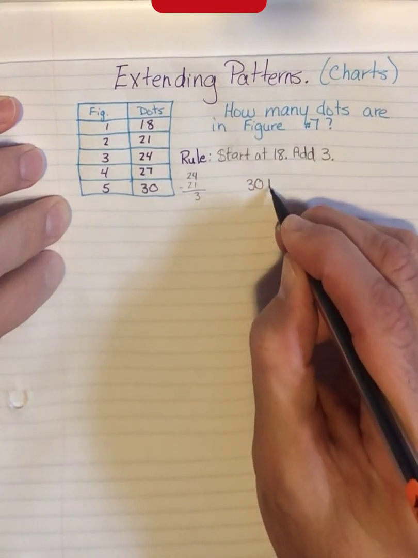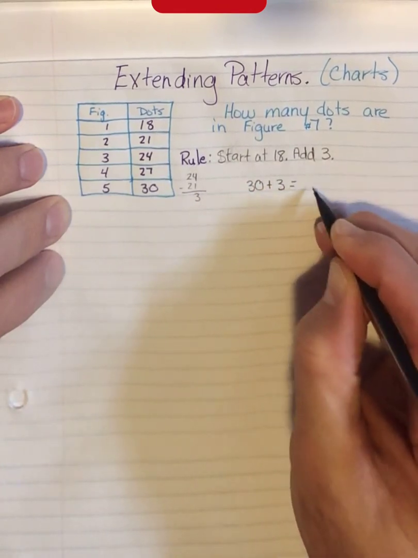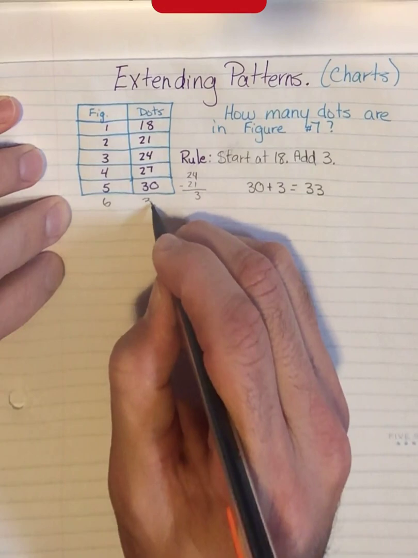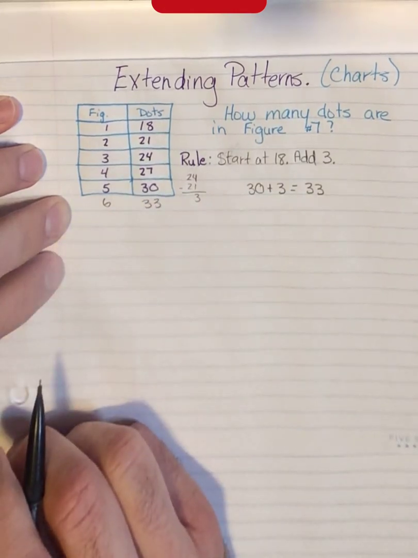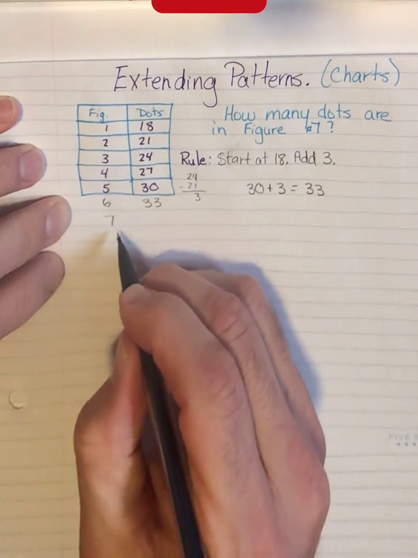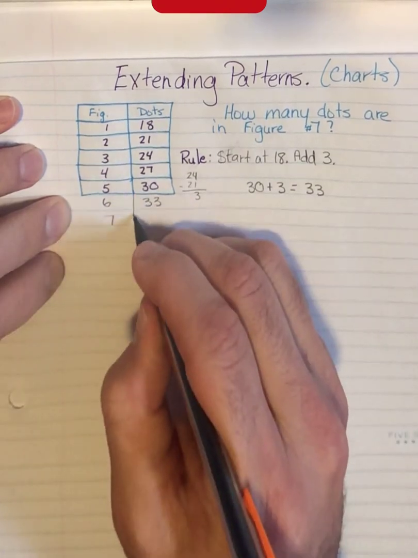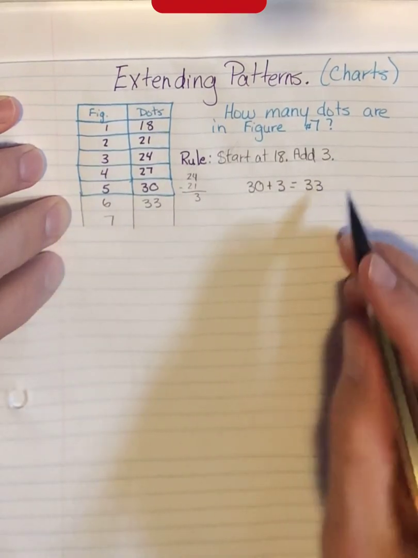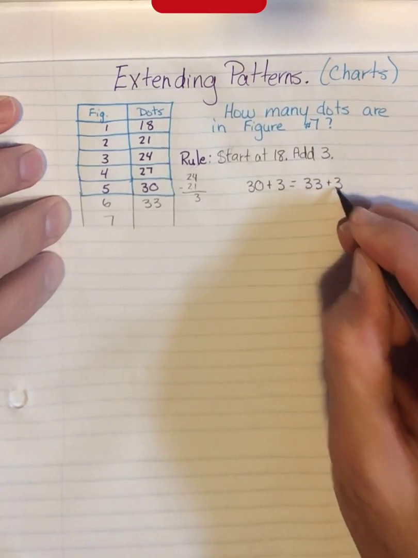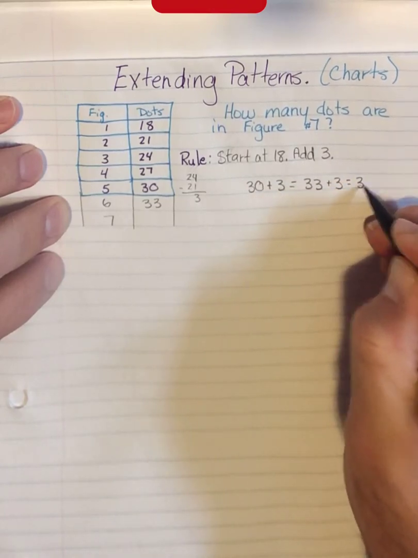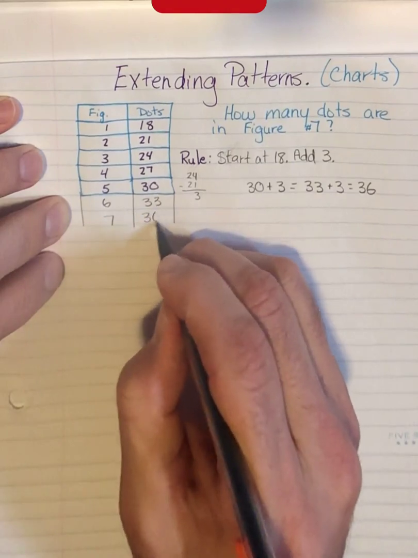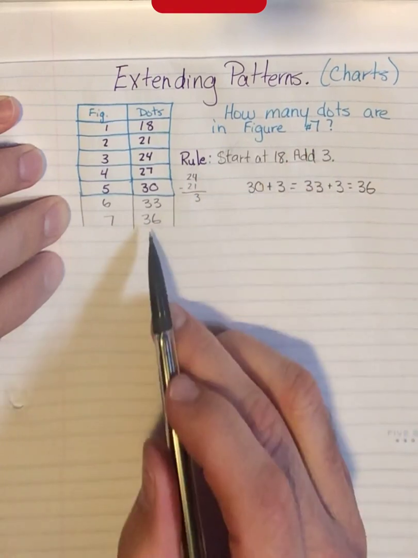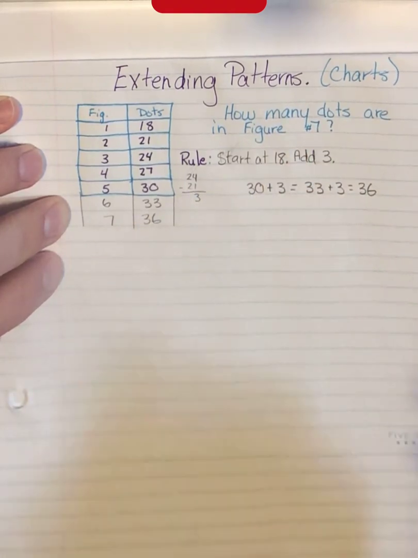30 plus 3 equals 33. So the 6th figure would have 33. And then it wants to know the 7th figure. So if I extend the chart, I continue from here. 33 plus 3 equals 36. Come back to the question, how many dots are in figure number 7? 36. Now I can answer it.